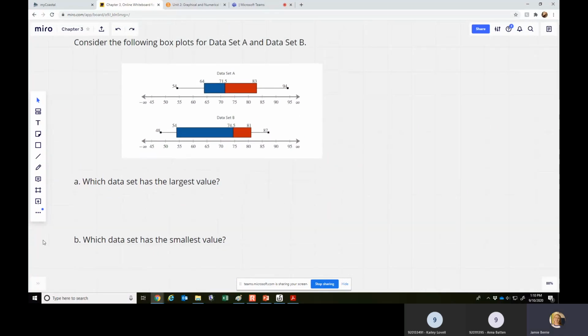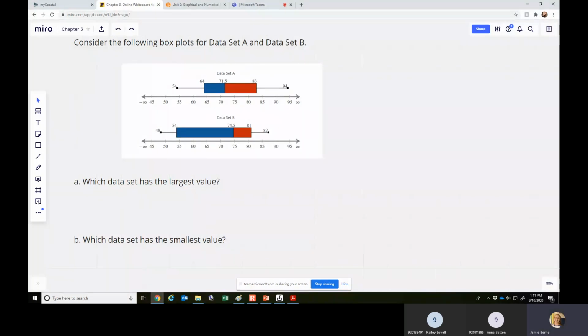All right, so here it says, consider the following box plots for data set A and data set B. All right, so here's our first data set A. You can see it has a minimum of 54, first quartile 64, median is 71.5, third quartile is 83, and then the max value is 94. And then we have 48, 54, 74.5, 81, and 87. All right, which data set has the largest value?